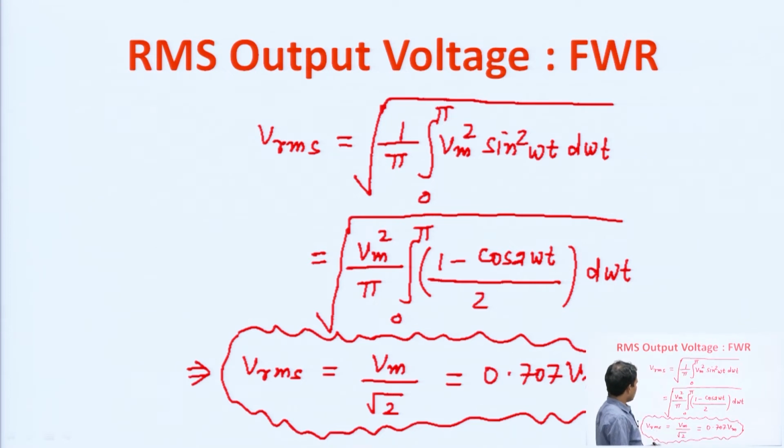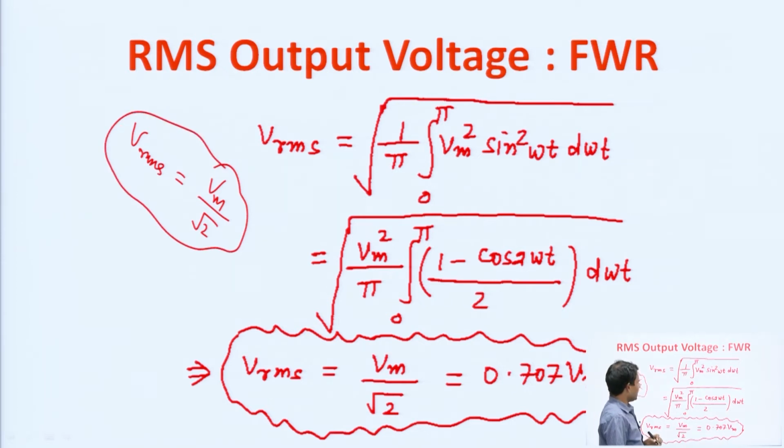This means the output Vrms is equal to Vm upon root 2 simply, that is 70.7% of the peak value. This is the RMS voltage of full wave rectifier.